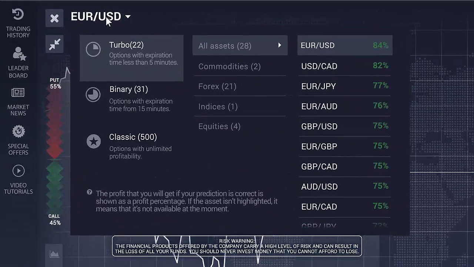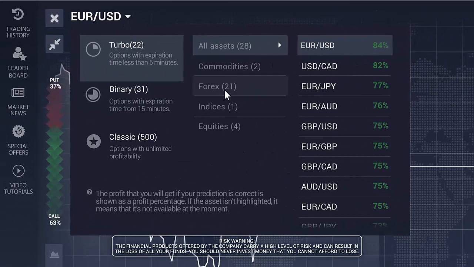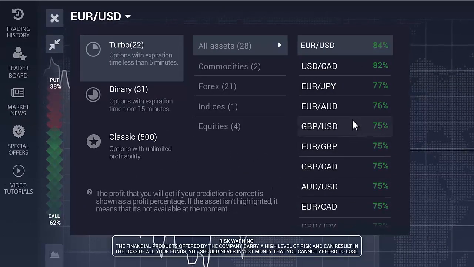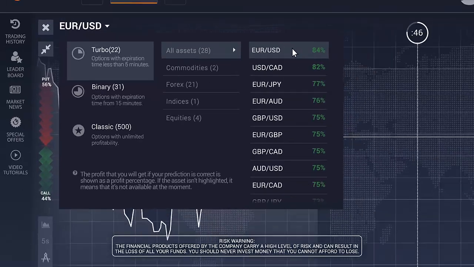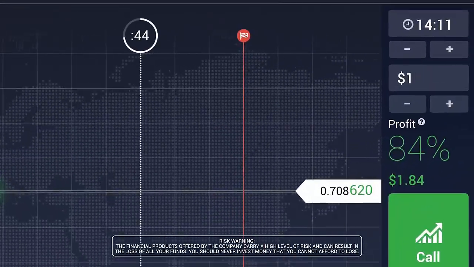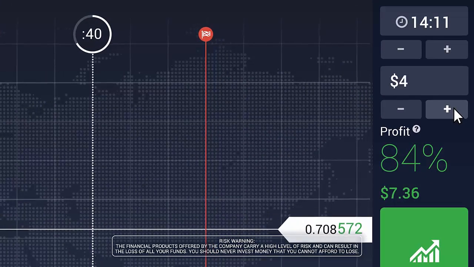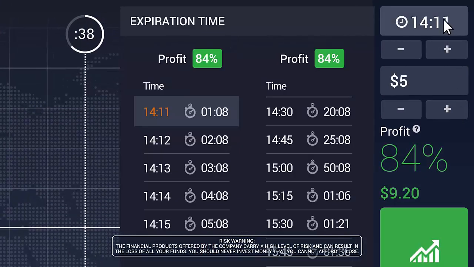In the Asset menu, you will find all of the possible types of options, assets available for trading, as well as your potential profit, which is designated as a percentage. On the trading panel on the right, specify the size of your investment. Then, select the expiration time.